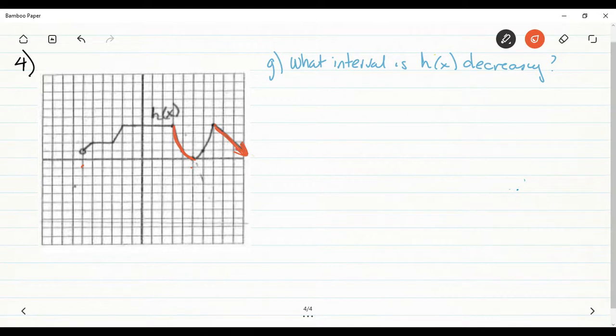whole last decreasing line. So our first interval is from 3 to 5, right? That's this one, 3 to 5. And our last one is 7 to infinity. It goes all the way to the end.